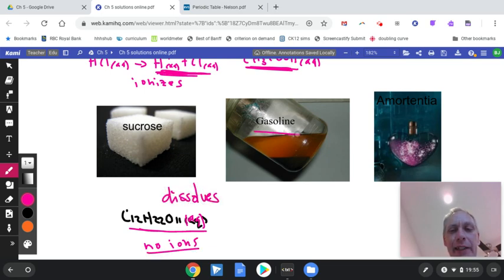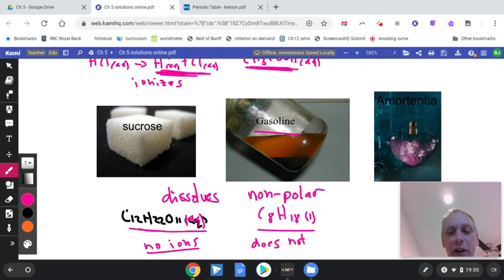Gasoline. Now I know gasoline is non-polar, and its formula is C8H18, and it is a liquid. When you put it into water, it just floats on top as a liquid. So that's what it looks like. It does not dissolve, does not dissociate, and it does not ionize. It's a lot of vocabulary. Don't worry, we're going to go through all this stuff step by step.